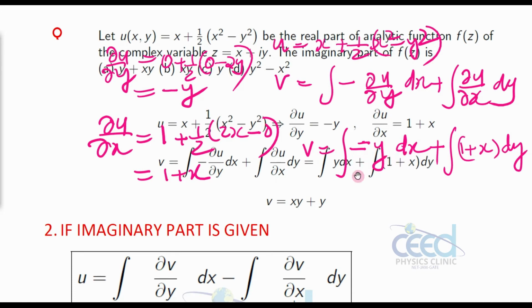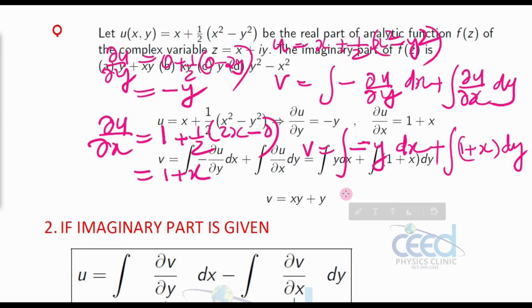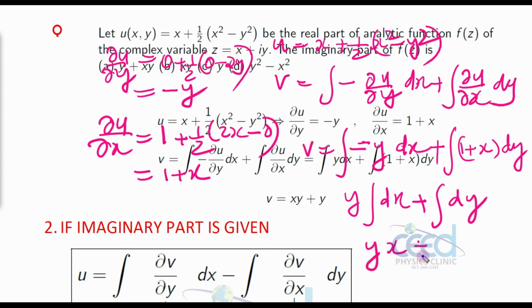So v is equal to, keeping y as a constant, y times integral dx, plus here we need to take only the terms which are not containing x. So integral dy only we have to do, the x term we can avoid. So that is y into integral dx, which is x, plus integral dy, which is y. So xy plus y is the imaginary part. So the answer is A.